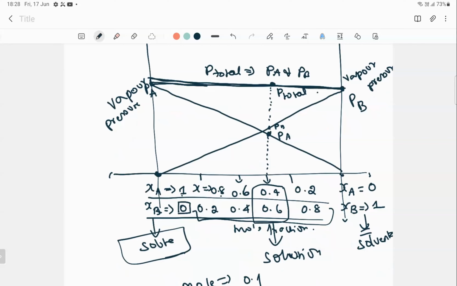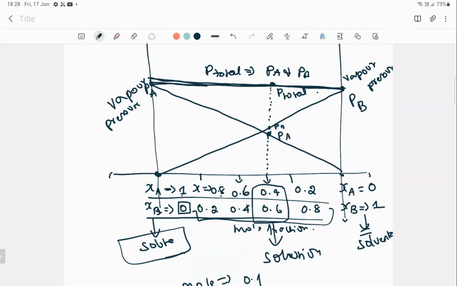Your solute is also volatile, your solvent is also volatile. That means you can take this graph and calculate the values. Graphical representations will be in this way. Clear with this graph? And clear with the curves, everything? Here it is present only as a solvent, here only as a solute, and in between is the solution. Now each and everything is clear.